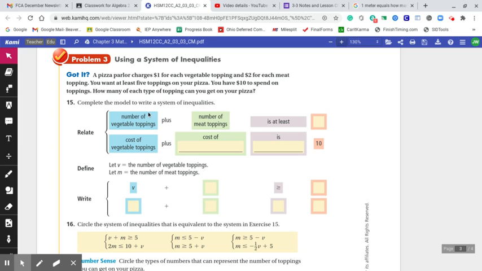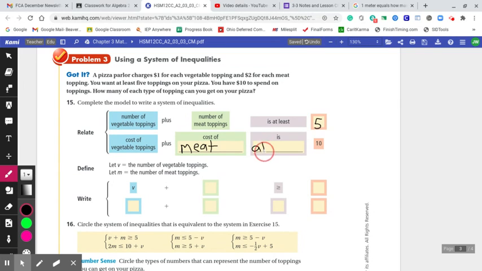So we have number of vegetable toppings plus number of meat toppings is at least 5. Never done this before, so you're my guinea pig class. There's my 5. Cost of vegetable toppings plus the cost of meat toppings is at most 10. This is the word at most.